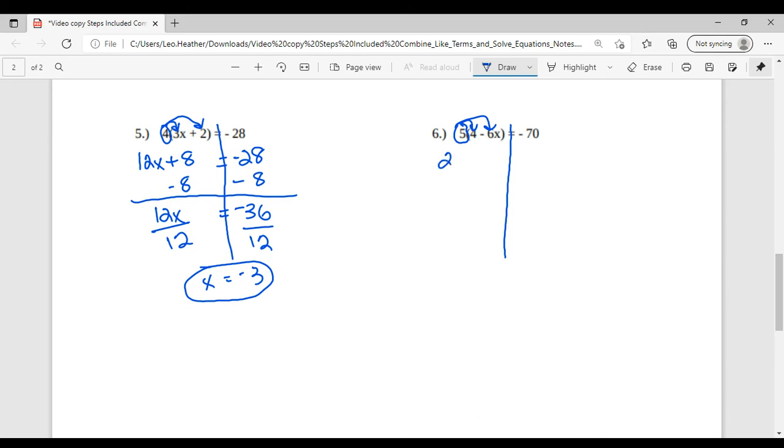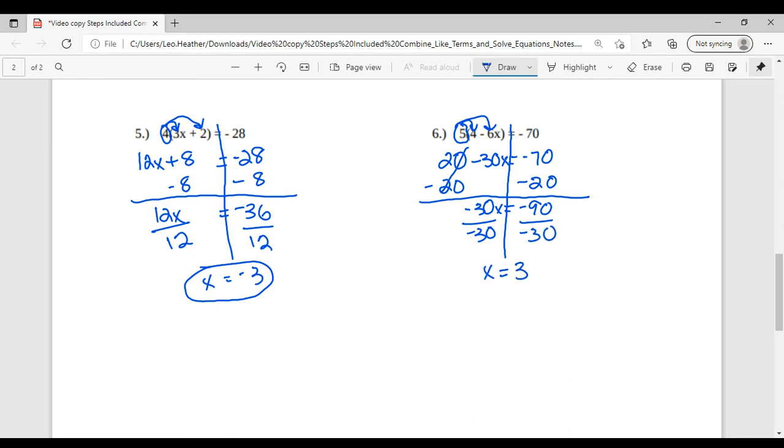5 times 4 is 20. 5 times negative 6 is negative 30x. Subtract the 20 from both sides, because remember, we want to make 0. It's the only way that we can actually cross these out, is 20 minus 20. So I'm left with negative 30x. That minus sign comes down as a negative, equals negative 90. And then I'm going to divide both sides by negative 30. X equals 3.